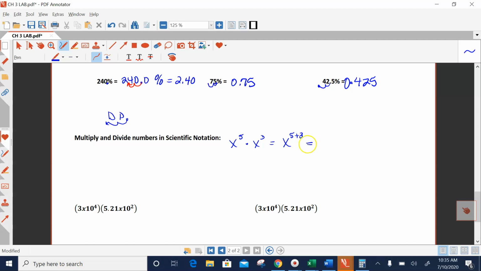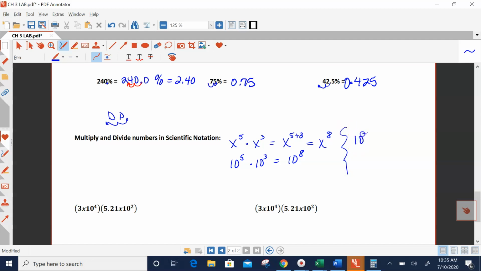So x to the fifth times x to the third would be x to the 5 plus 3. So that would be x to the 8th. Well, it doesn't matter if we have x's or 10's. If I had 10 to the 5th times 10 to the 3rd, that would just be 10 to the 8th. What if I had, let's say, 10 to the negative 7 times 10 to the 4th? We're just going to add exponents, but in this case, since one of them's negative, it's going to be negative 7 plus 4, which would result in a negative exponent, 10 to the negative 3.